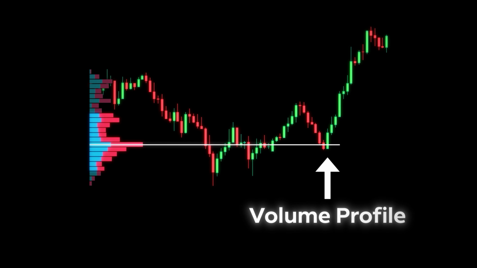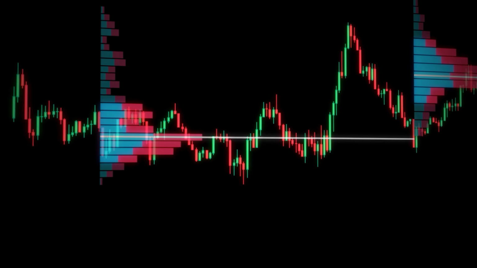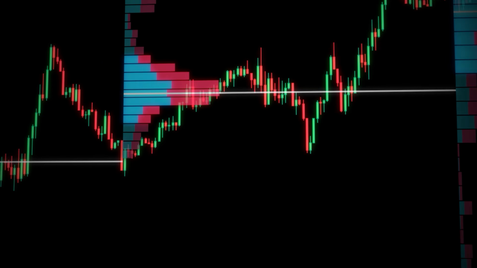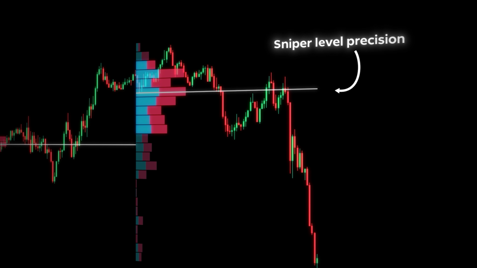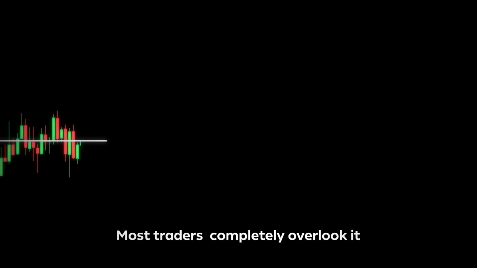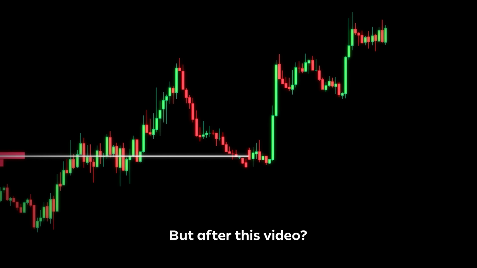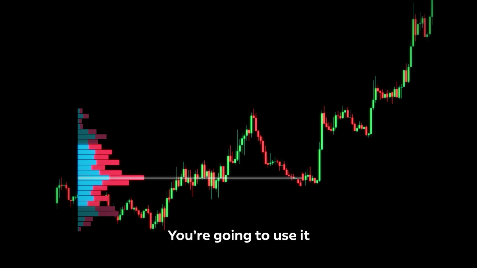This is the volume profile, one of the most underrated tools in trading. It gives you sniper-level precision on your entries. Most traders completely overlook it, but after this video, you're going to use it and you're going to love it.